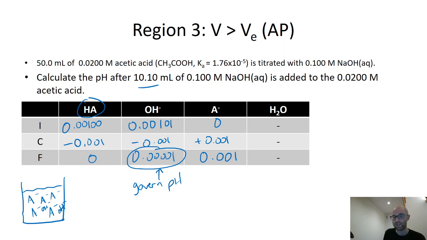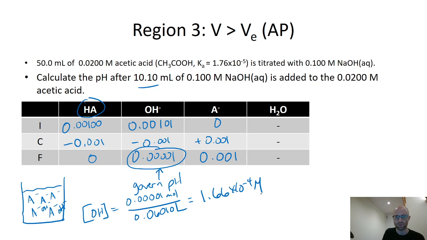Now this, don't forget, is a moles table, so we have to take that and figure out our hydroxide by saying 0.00001 moles over 0.0601 liters, and that should give us 1.66 times 10 to the negative fourth molar, which would yield a pH value of 10.22. So you just go through this process, figure out your moles, subtract, get your excess, and then you get your answer.